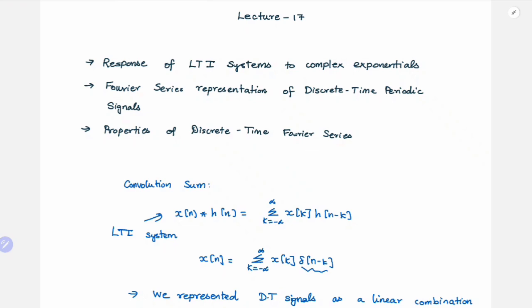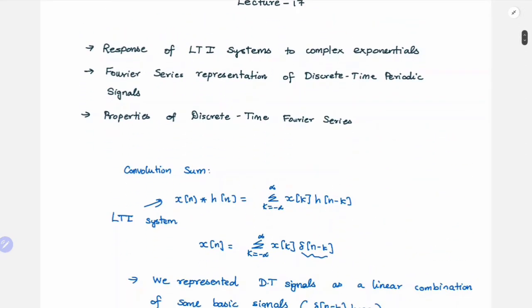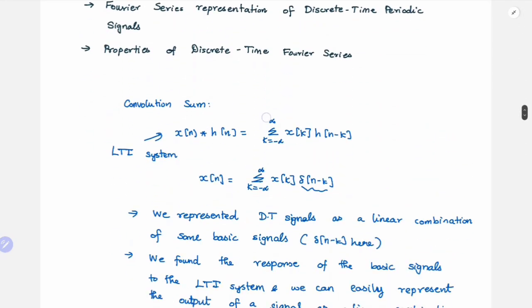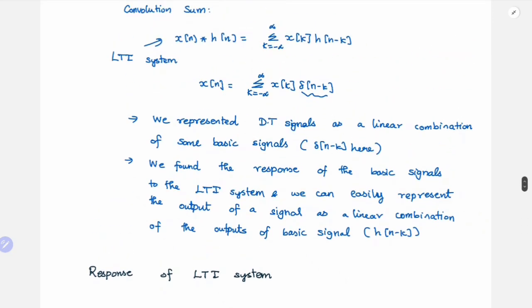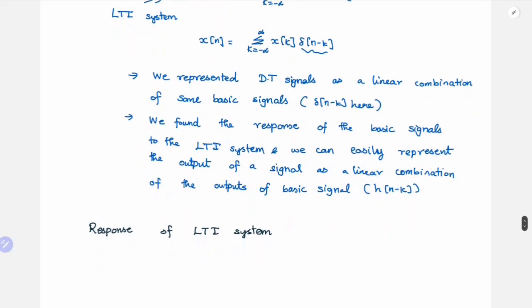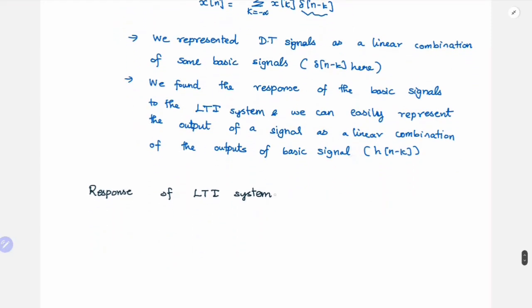Now we'll see it with the complex exponential. So that is what we are going to see, response of LTI systems to complex exponentials. And why complex exponentials? Because we will finally get a way to represent basic signals or periodic signals in the form of a sum of complex exponentials. So that way we are again going through these two steps only, to simplify our analysis of LTI systems to complex exponentials.